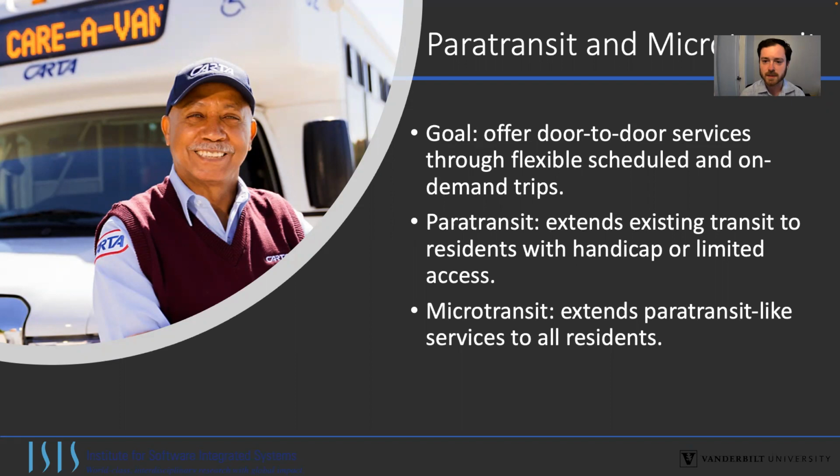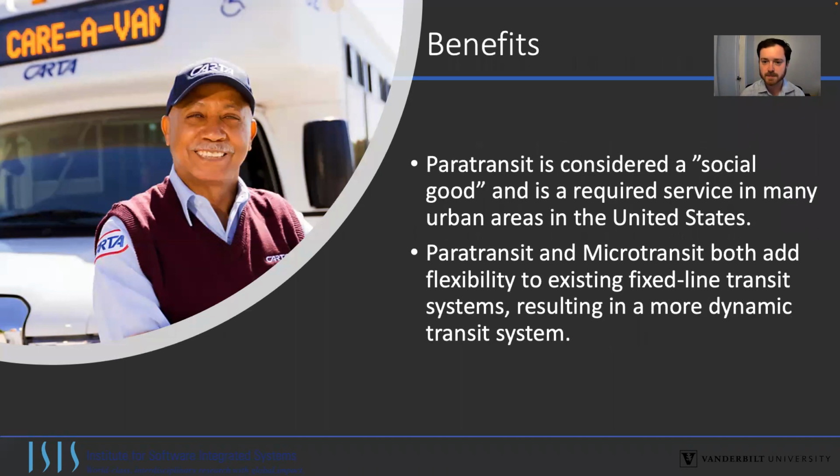Paratransit and microtransit offer door-to-door services through flexible, scheduled, and on-demand trips. Paratransit extends existing transit to residents with handicap or limited access. Microtransit extends paratransit-like services to all residents. Paratransit is considered a social good and is a required service in many urban areas in the United States. Paratransit and microtransit both add flexibility to existing fixed line transit systems, resulting in a more dynamic transit system.